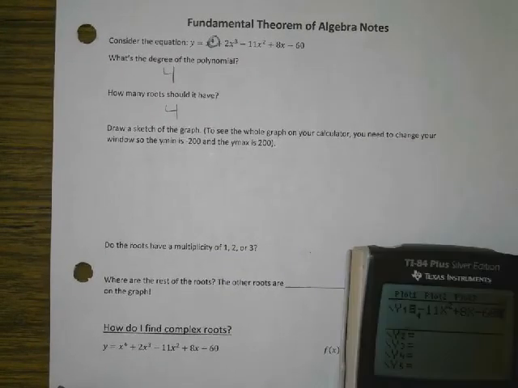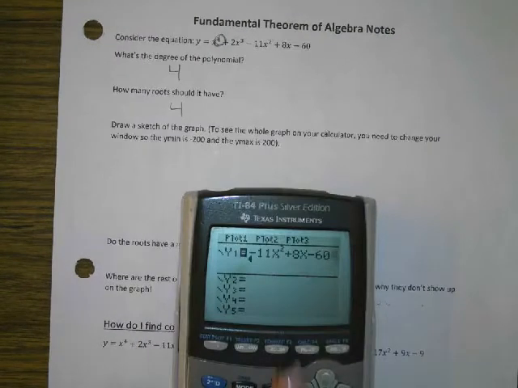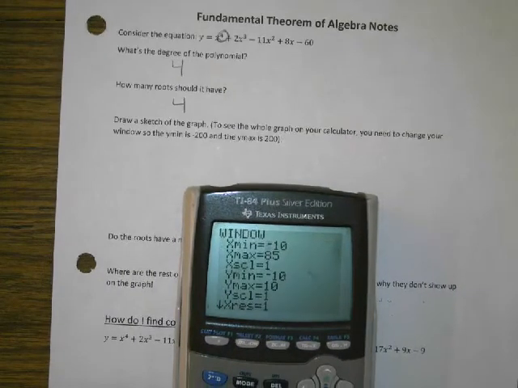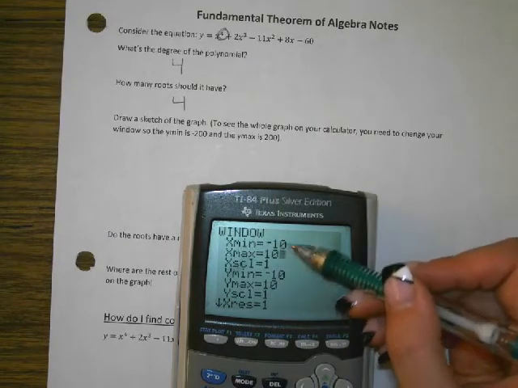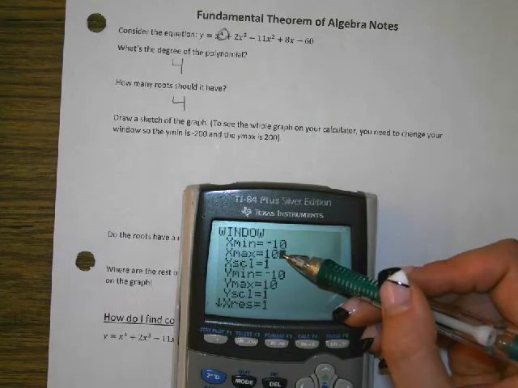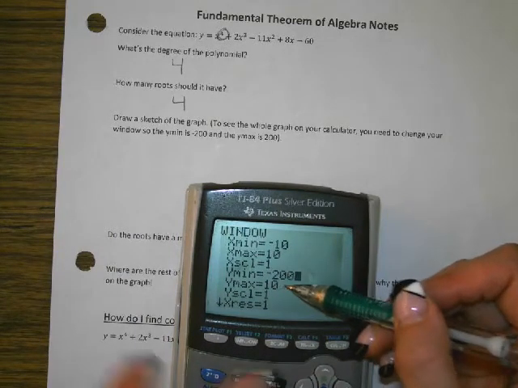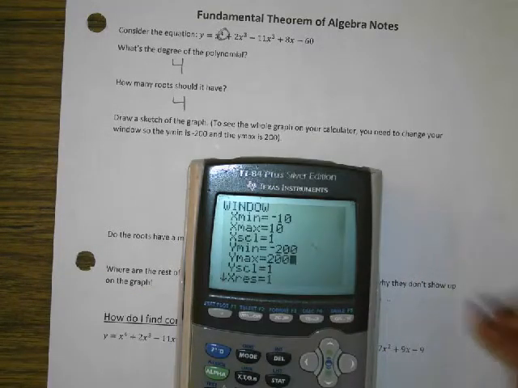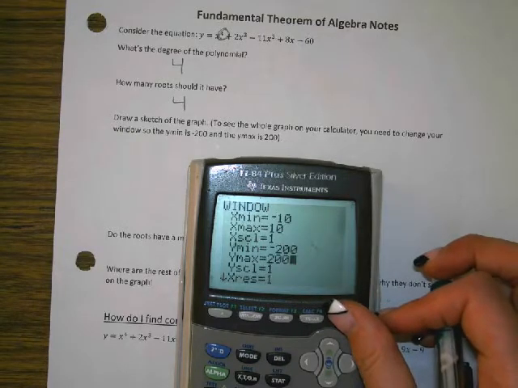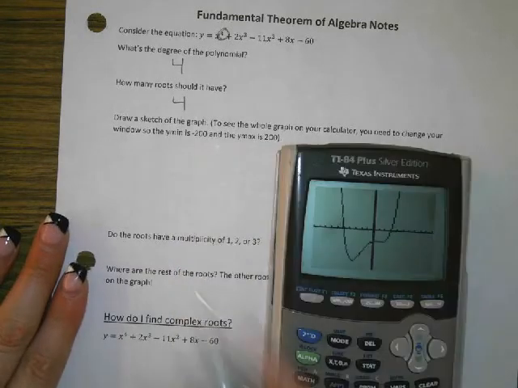So next they want us to draw a sketch of the graph. They said to see the whole graph on the calculator, change your window. So hit the window button. For the x-min to be -10 and the x-max to be +10 like normal is fine. But they said to make the y-min -200 and the y-max +200. And then go ahead and hit graph. Okay, so we're going to go ahead and draw a sketch.